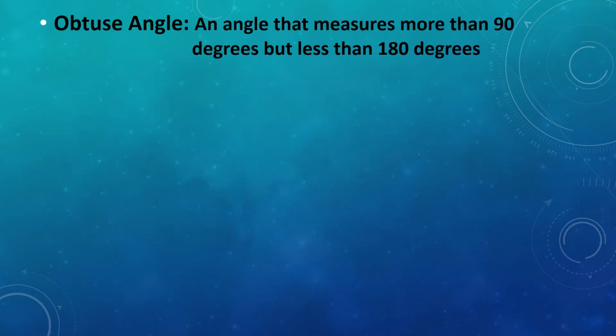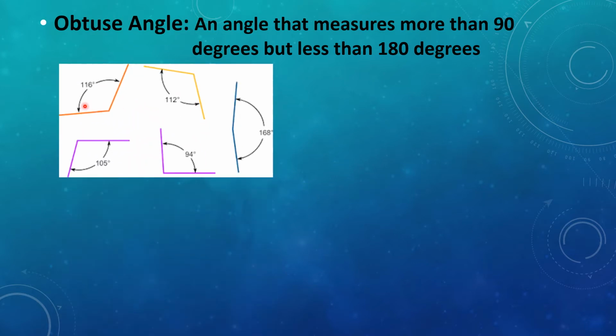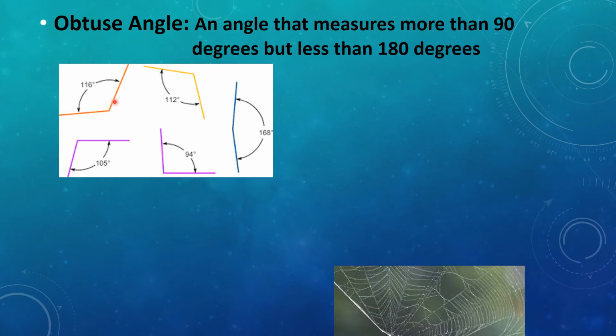Now, what are obtuse angles? An angle whose measure lies between 90 degree and 180 degree is known as obtuse angle. Here you can see 116 degree, 112 degree, 168 degree, 94 degree and 105 degree. These angles lie between 90 and 180. So these angles are known as obtuse angles.